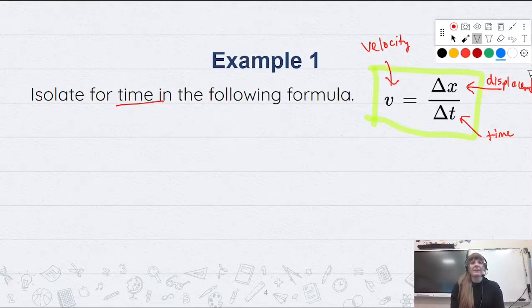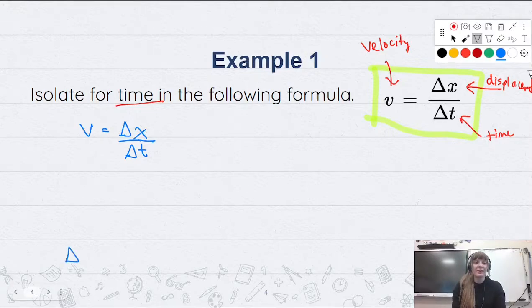How do we do that? Well, let's go ahead and take a look at what's happening here. So we have velocity is equal to delta X being divided by delta T. We want delta T to be isolated completely. So this means that we eventually want to get to a part where delta T is equal to something. But how do we get there? Well, the first thing we want to do is we actually want to get rid of delta T as the denominator in this fraction. We want it to be a numerator. We don't want it to be on the bottom of the fraction.